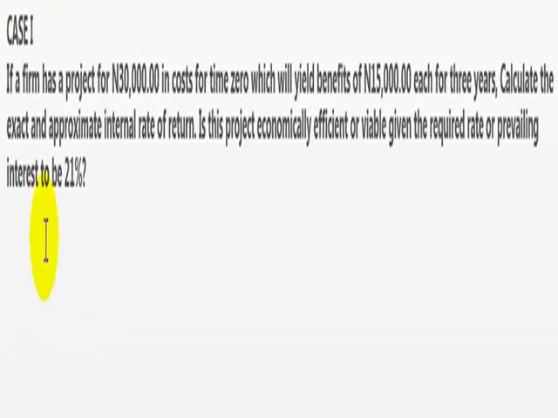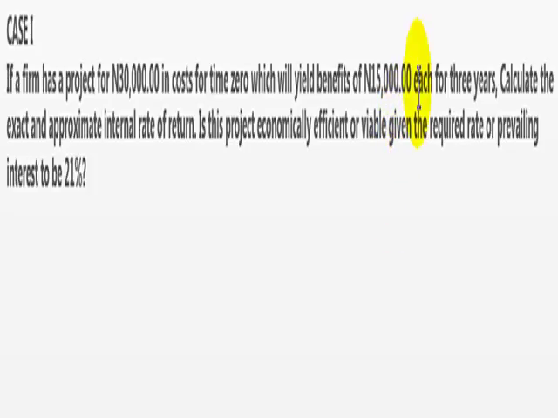Case 1. If a firm has a project of 30,000 naira in cost at time 0, which will yield a benefit of 15,000 naira each for 3 years. A firm has a project of 30,000 naira. That's the cost to invest into that particular project, or to establish or start such a project. The firm needs 30,000 naira, and the returns from such a project are 15,000 naira for each year for a period of 3 years. That's the lifespan of the project, 3 years. So for each year, the project will yield 15,000 naira.